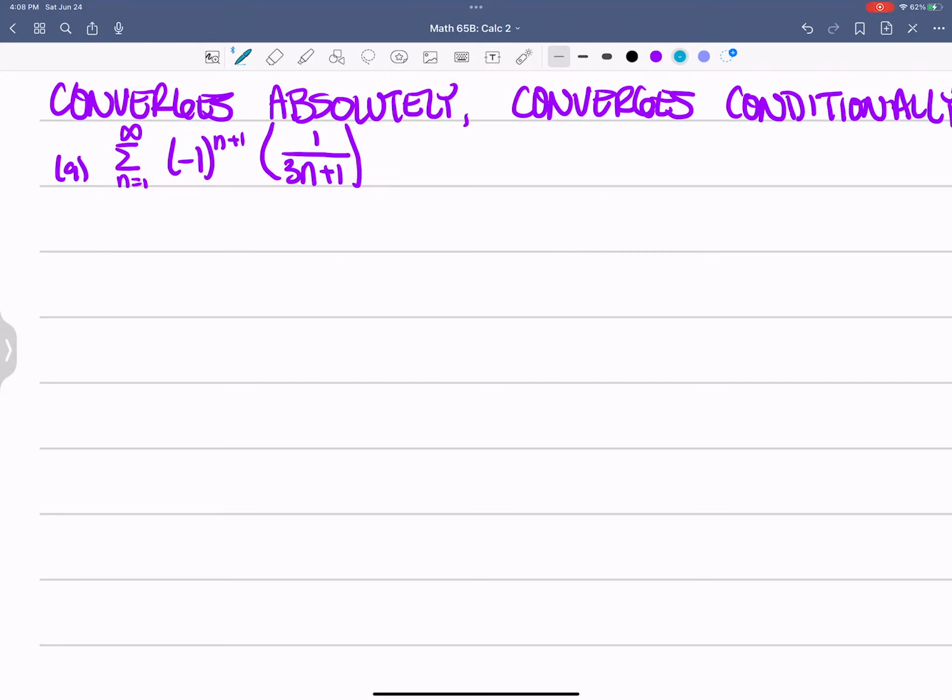So let's start with the absolute value first. Looking at the absolute value is basically looking at this without the negative one part. So we're going to take the limit as n approaches infinity of just the absolute value part, which is 1 over 3n plus 1. Let's use a limit comparison test. I think that's going to be an easy one.